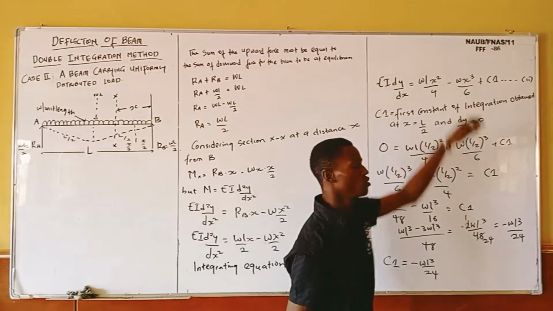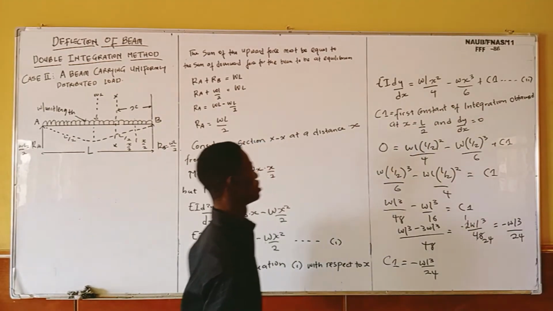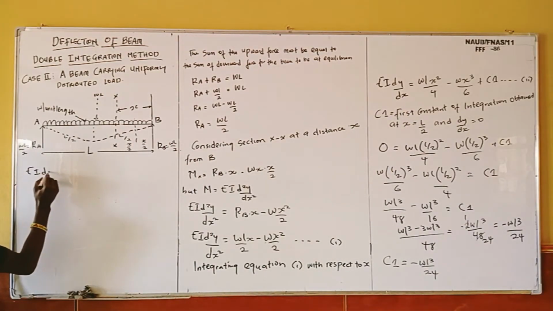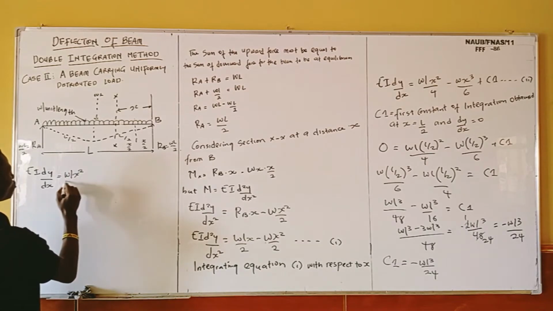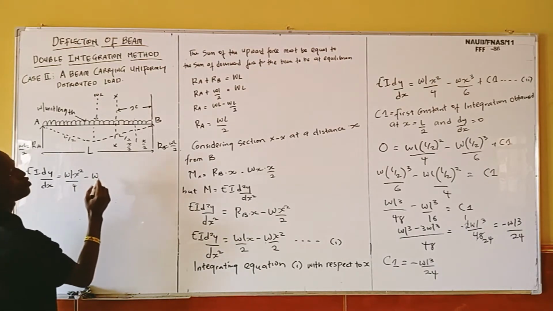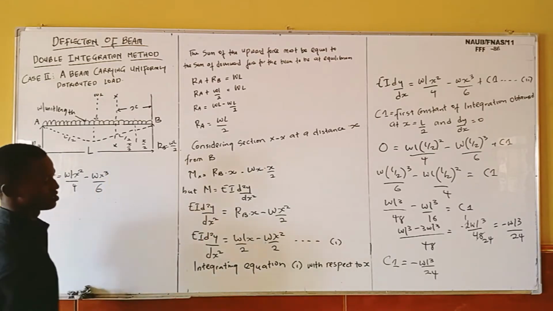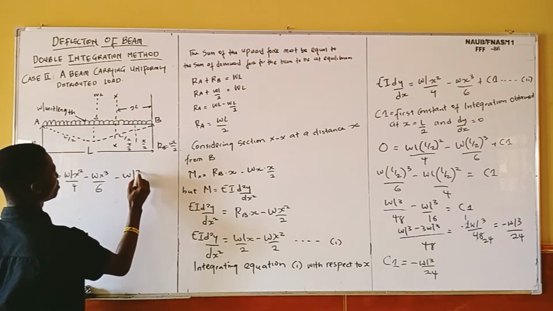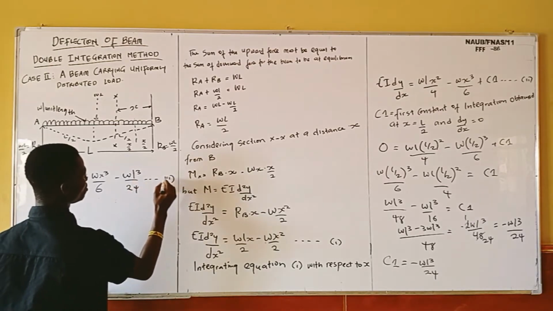So we get the equation for slope. You understand now? So I hope you are following. So now if we substitute the value of our C1 in equation 2, then we are going to have EI dy over dx equals WLx squared over 4 minus Wx cubed over 6 plus C1. But our C1 is negative WL cubed over 24. These are equation 3.